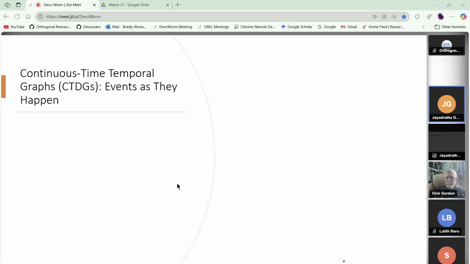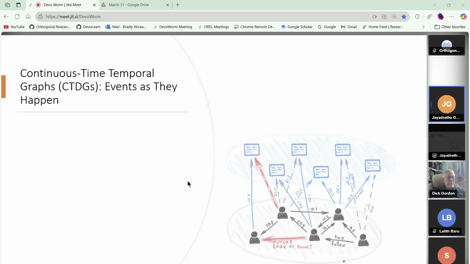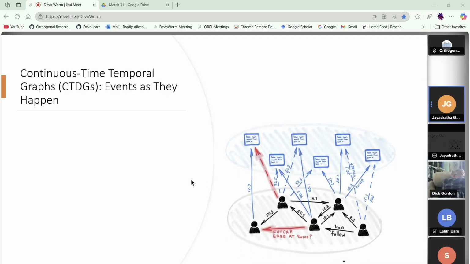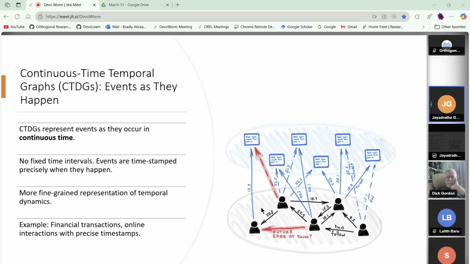Now I'll talk about the continuous-time temporal graph, where we see events as they are happening. Suppose I am taking a Twitter graph. This person is tweeting at this timestamp. After some time, another person tweets at this timestamp, and then again another person tweets. As time goes on, new edges keep coming up. Based on this, can we understand what the future edge will be, if there will be any?